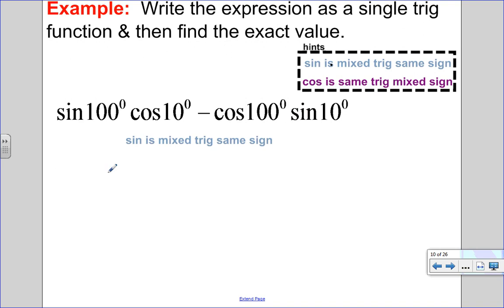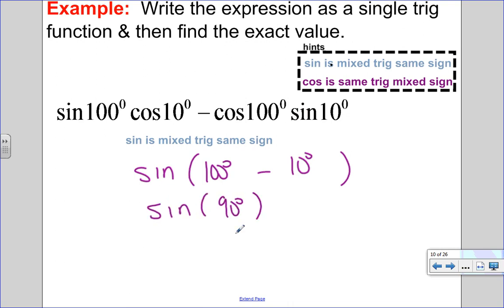So if I look at this, sine is mixed trig, same sign. Same sign meaning it's something minus something. So my angle A is the first one, 100. Angle B is my second one. So I can combine this as sine of 100 minus 10. Well, that's just sine of 90, and sine of 90 is 1.